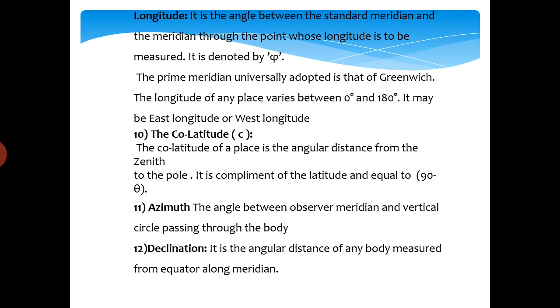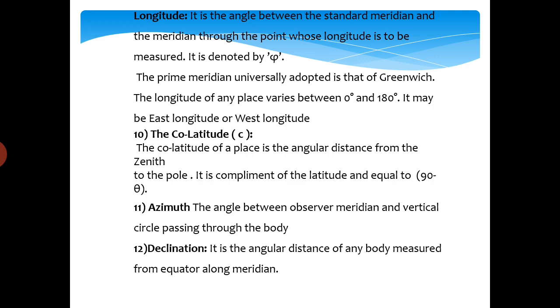Longitude is the angle measured between two meridians: the standard meridian and the second meridian passing through that point, whose longitude is to be measured. The standard meridian is nothing but the Greenwich meridian. That is, longitude is simply the angle between the two meridians. The first is the standard, Greenwich meridian, and the second is the meridian passing through the point whose longitude we have to determine. Its value lies between 0 degrees and 180 degrees, and it is measured towards the east or towards the west.